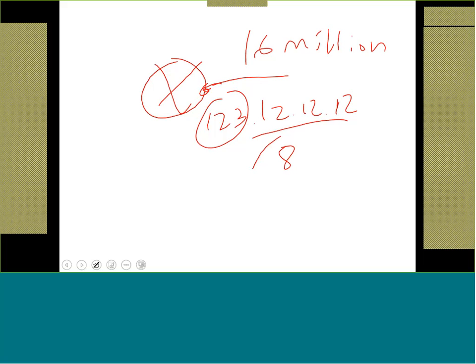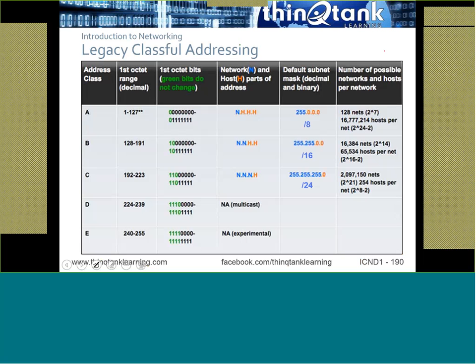Who's going to put 16 million hosts on a single network interface? Nobody. But that's the way it was defined. It's very difficult to understand that concept today, because the most number of hosts we'll put on a subnet is maybe 5,000. Anything above 5,000, we start to really see communication issues.